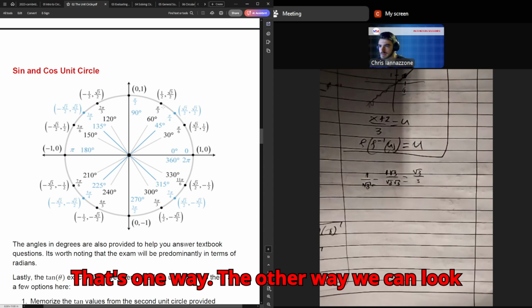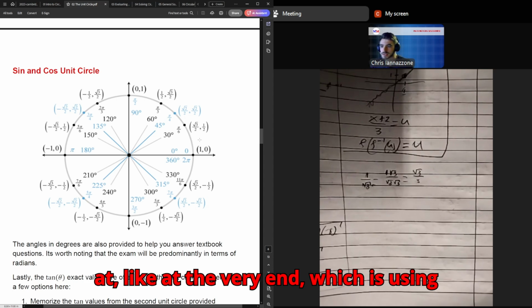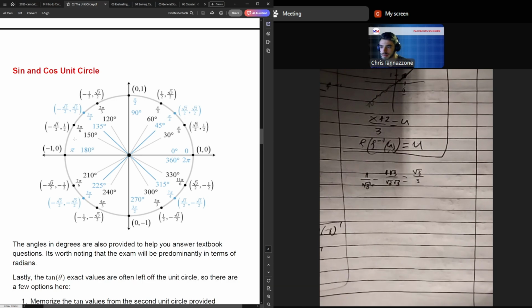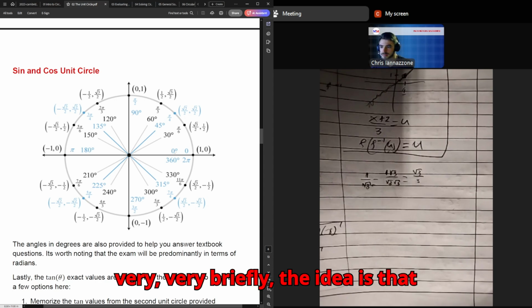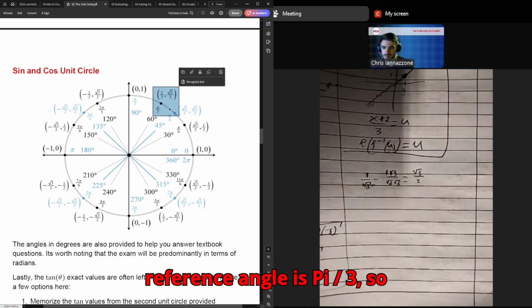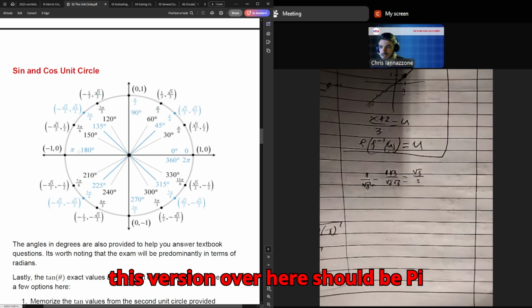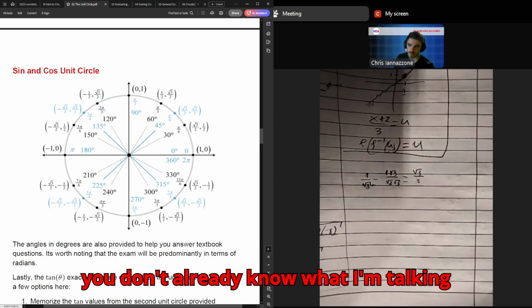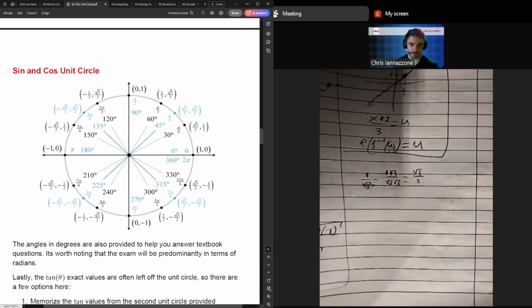That's one way. The other way we can look at, like at the very end, which is using reflection to help you out. So very briefly, the idea is that instead of starting at 0 and counting this way, you say, okay, I know my reference angle is pi over 3, so this version over here should be pi minus pi over 3, and that gets us there. If you don't already know what I'm talking about, we can look at that at the very end.